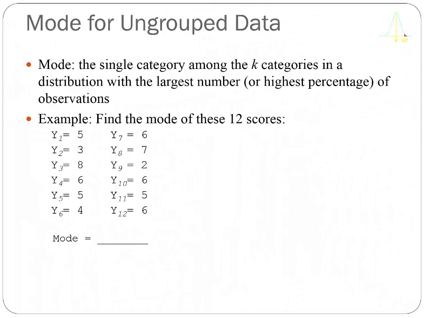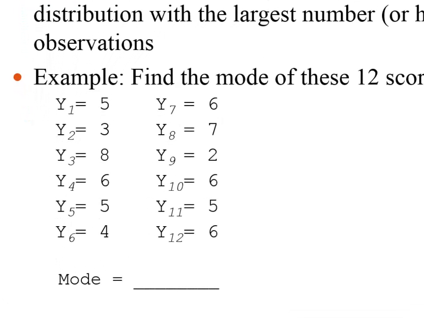What if our data aren't grouped? What if we have raw data? So here I have values of y sub 1 through y sub 12, 12 observations. And they have the values of 5, 3, 8, and so forth, down to y sub 12 equal to 6.